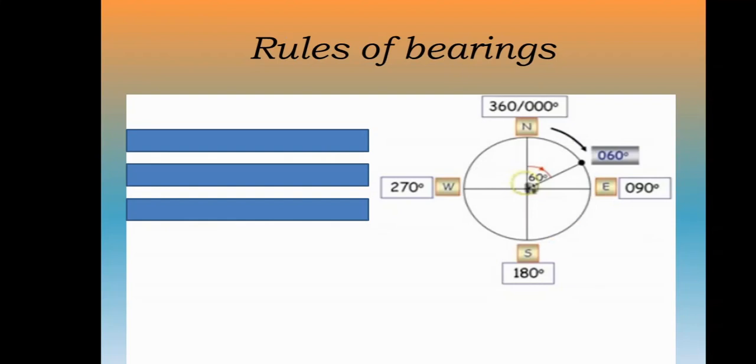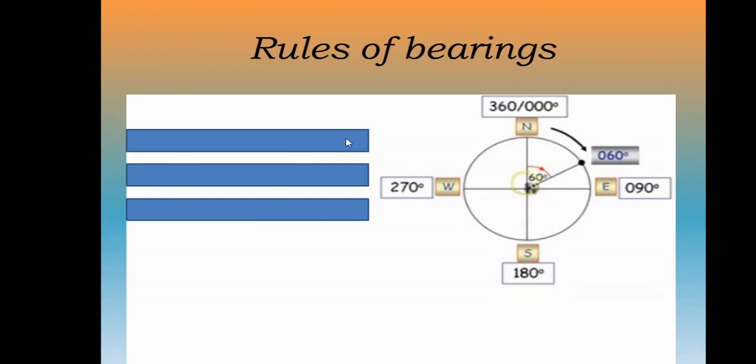For bearings, we use directions, as we know that this is north, this is east, this is south, and this is west. Then the angle from north to east will be 90 degrees, north to south will be 180 degrees, north to west will be 270 degrees, and this whole rotation will be 360 degrees.